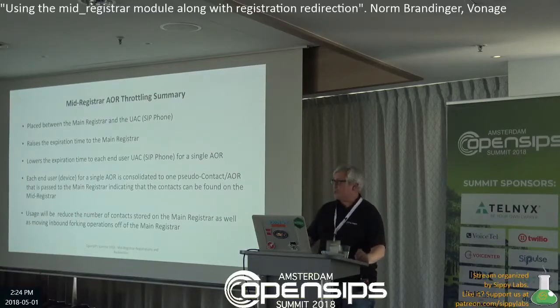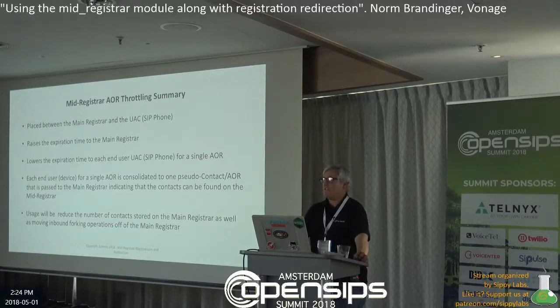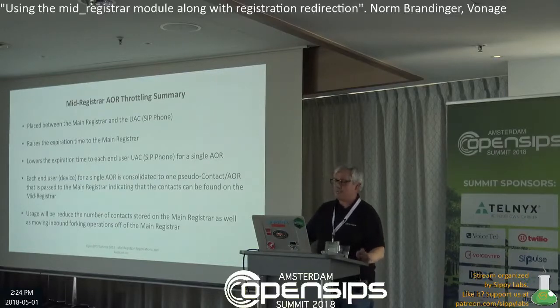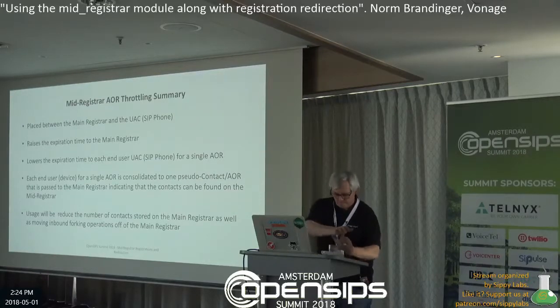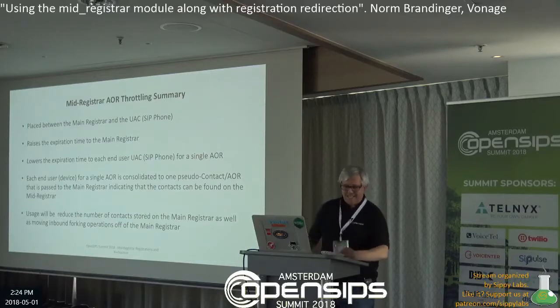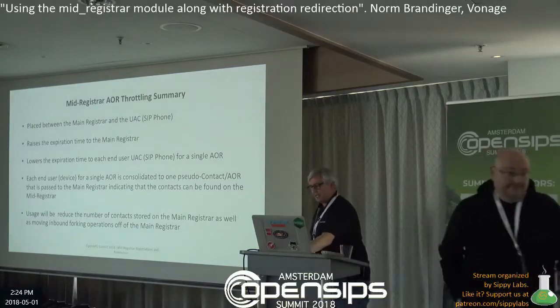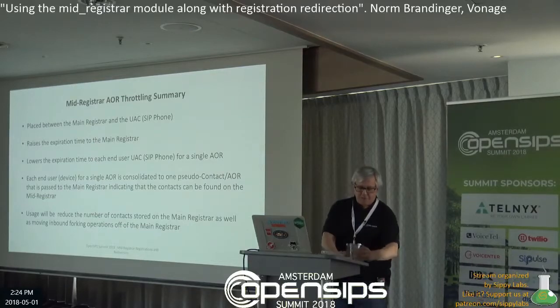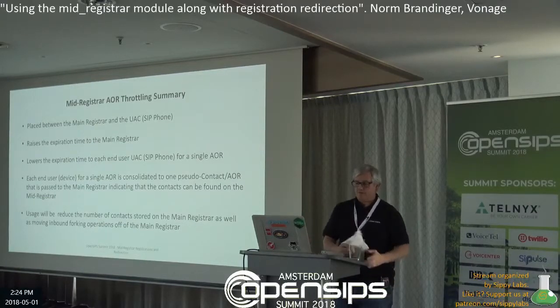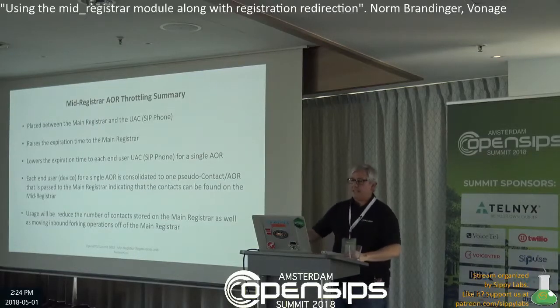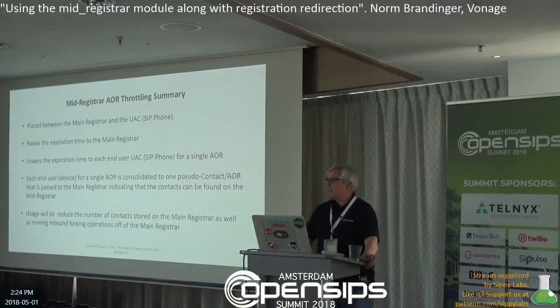The third mode, the last one, is the AOR throttling, which provides the most efficient way of processing both inbound and outbound traffic. Traffic meaning the registrations coming in, they get throttled the way the contact expiration times were throttled, but there's also the benefit of the main registrar being able to just send Alice's invites to the mid-registrar for the forking to happen on the mid-registrar side of things. So you've got efficiencies on the inbound side and on the outbound side.